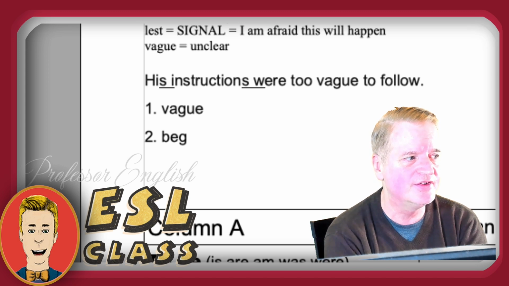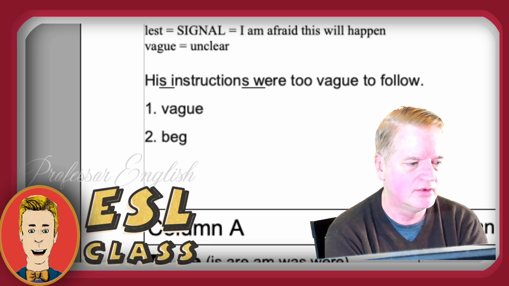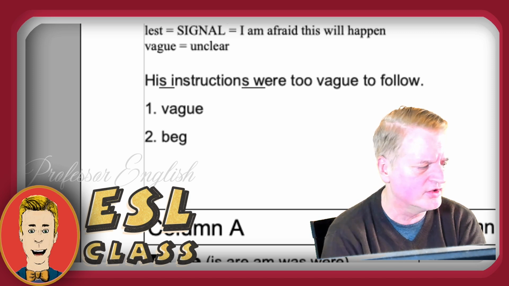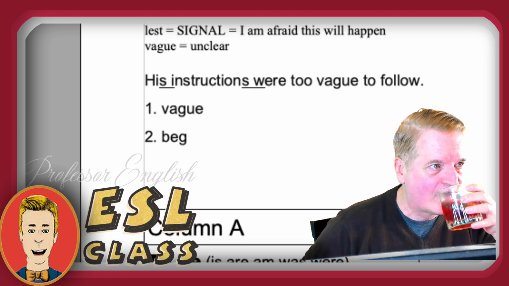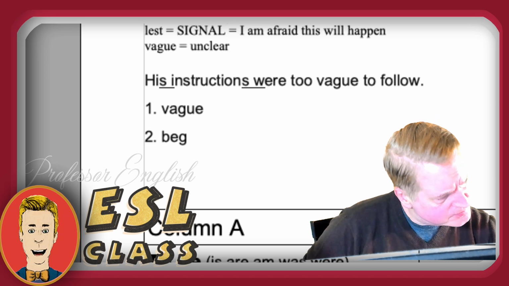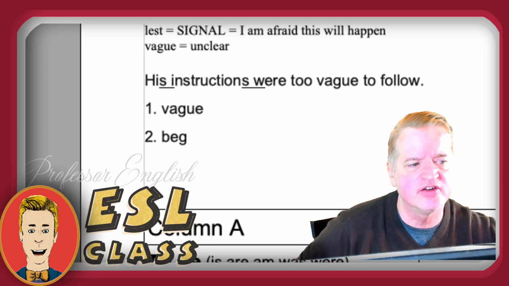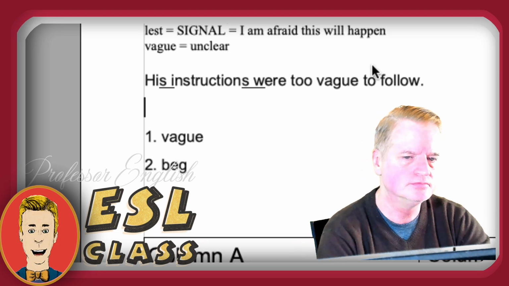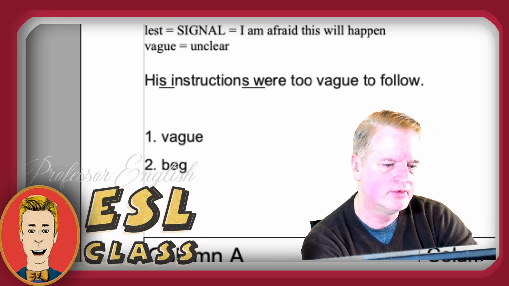Too vague to follow. Can you say too vague to? Too vague to. Too vague to follow. His instructions were too vague to follow. Okay. Mohammed, can you say the entire sentence? His instructions were too vague to follow. Pachu, how do you make a yes/no question with that sentence? So, were his instructions too vague to follow?